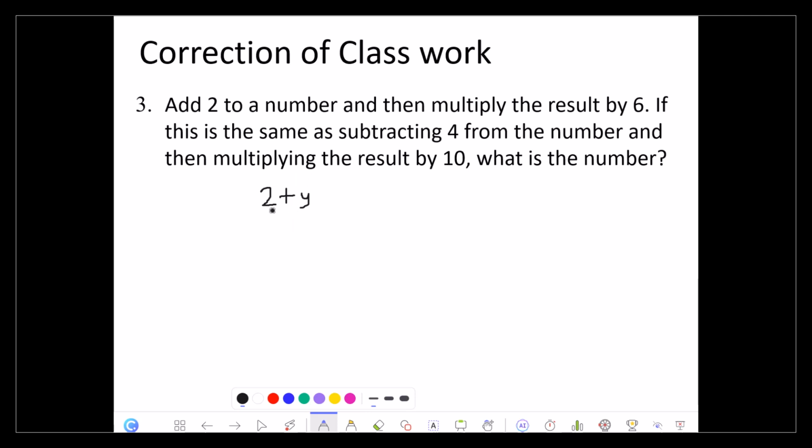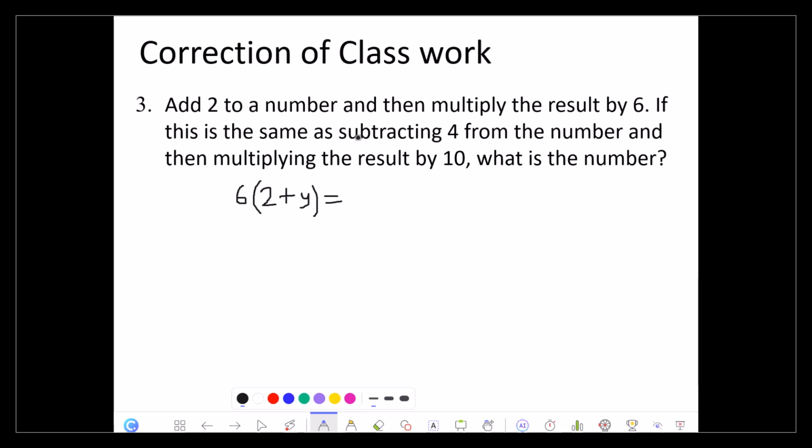That means add 2 to a number. So if y is the number, 2 plus y. You wait and continue. And now it says, and then multiply the result by 6. Multiplying by 6 means you should put a bracket and put 6 outside the bracket. You now set full stop, then you continue. If this is the same as subtracting 4, it simply means you should put equals to, because whatever I'm going to do next should be the same thing as this 6 multiplying 2 plus y. So if this is the same, you put your equals to.